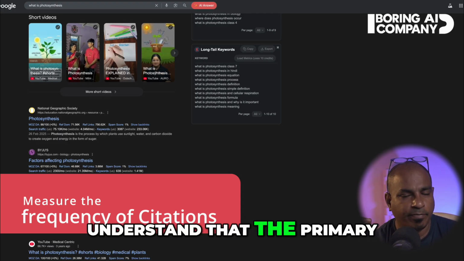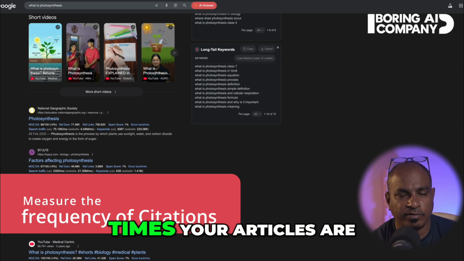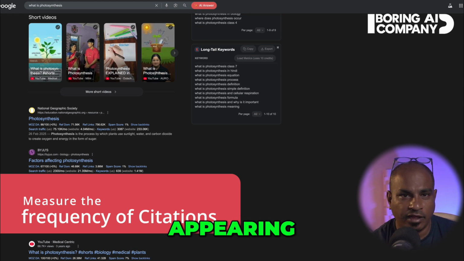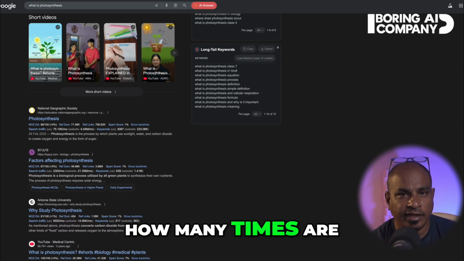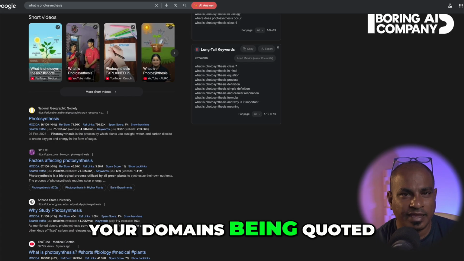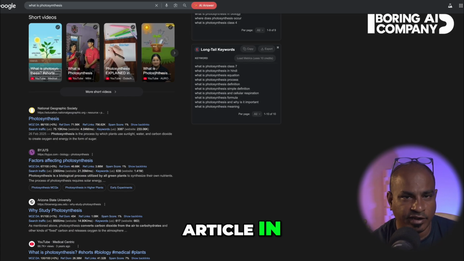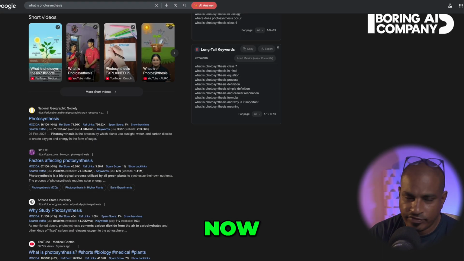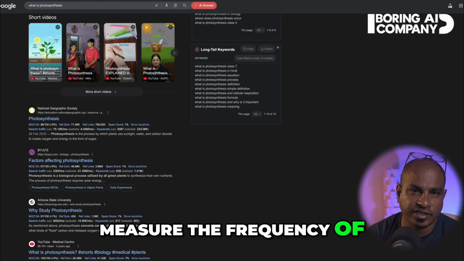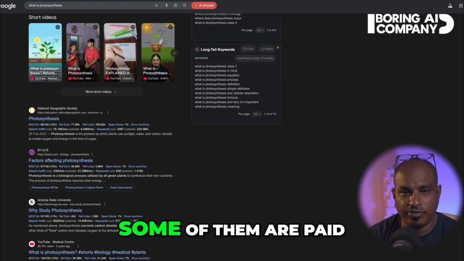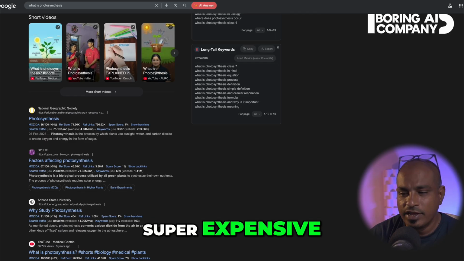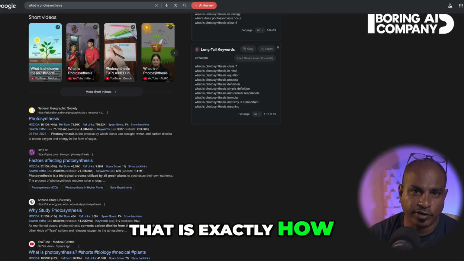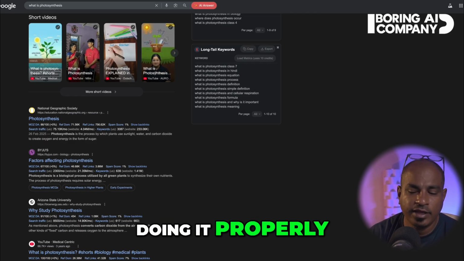So you need to understand that the primary indicator is going to be the number of times your articles appear in the citations. How many times are your domains being quoted or cited in a result that is given by an LLM? Now, there are tools to measure the frequency of these citations. Some of them are free, some of them are paid, some of them are super expensive. But technically, that is exactly how you can track if you're doing it properly.